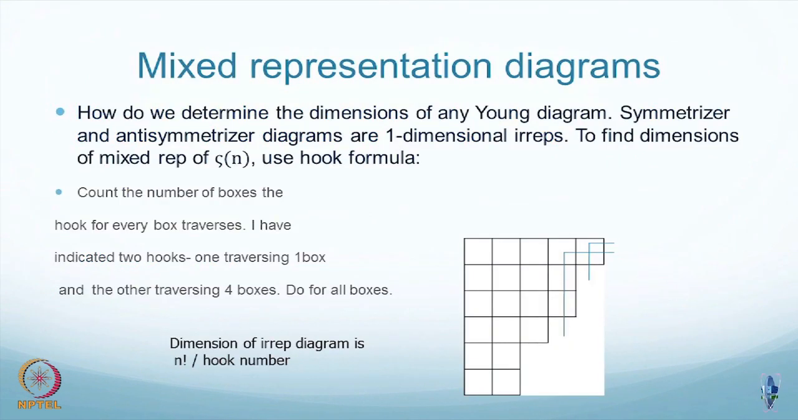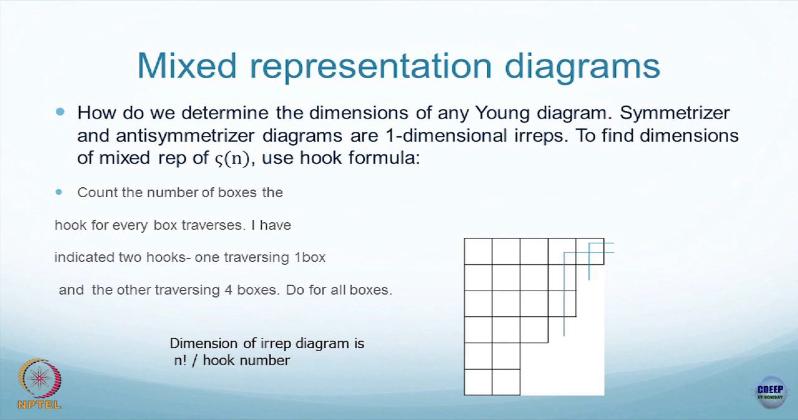So, I have given you a general diagram here. I have introduced hooks in the diagram. For the last box, the hook is going only through the last box. If you take the second, in the first row the last but one box, I have to put a hook where it traverses 1, 2, 3 and 4 boxes. Is that clear? There are 4 boxes, the second hook has to traverse to touch that particular box which I am showing now.